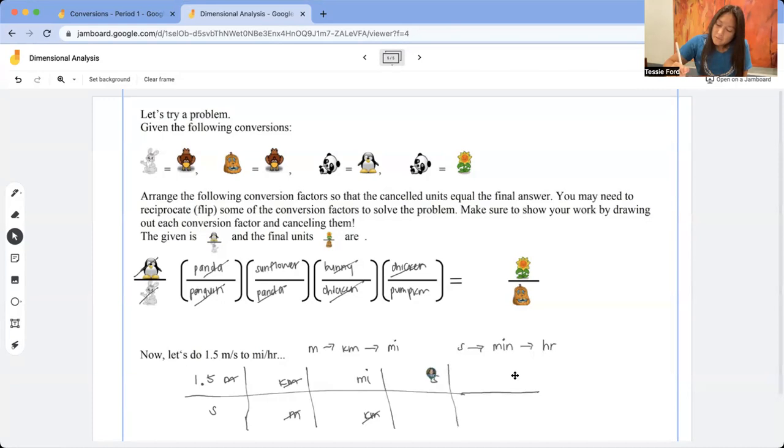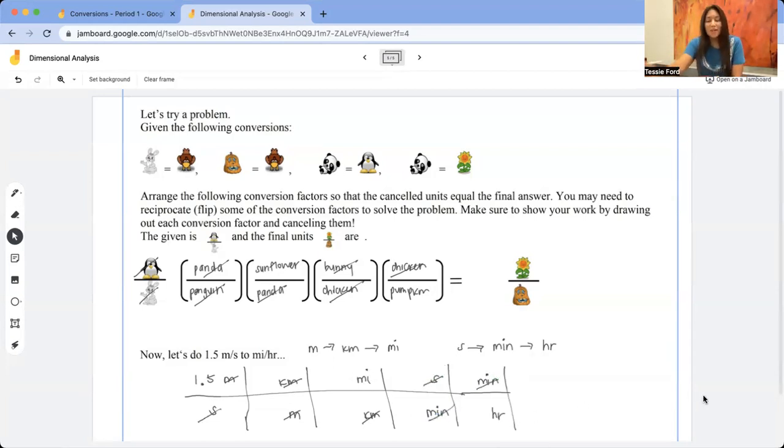And then minutes, bottom, and we don't want minutes. So we want to cancel minutes. So it should go opposite. And then minutes to hour. Oh, I didn't need this extra. Okay, so seconds cancels, goes away, minutes, and then I get stuck with my miles per hour unit.